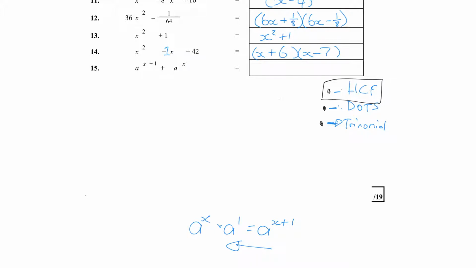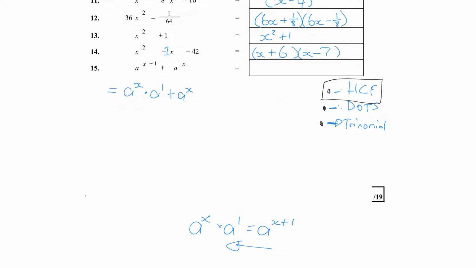So in other words, instead of a to the x plus 1, we can rewrite this as a to the x times a to the power of 1. The dot in the middle just means times. And a to the 1 is the same as a, but let's leave it as a to the 1 plus a to the x. These two are equal to each other.